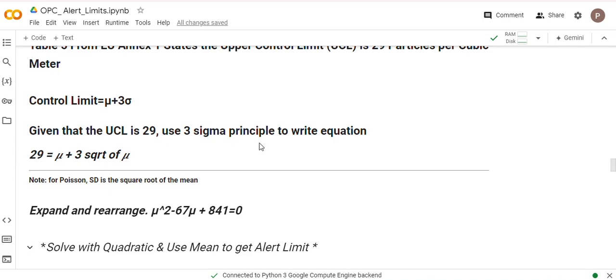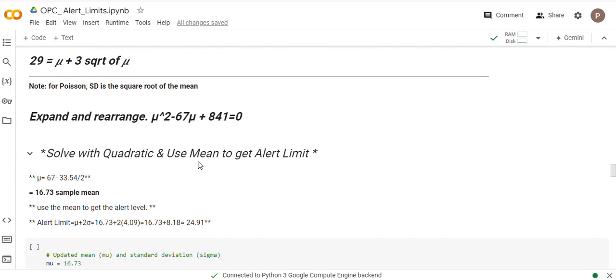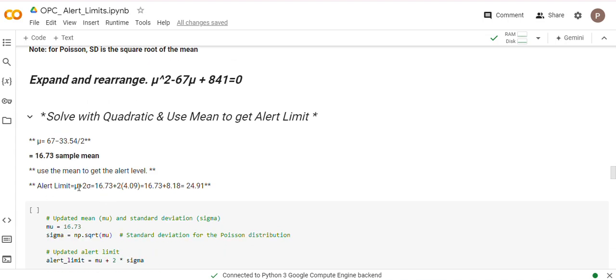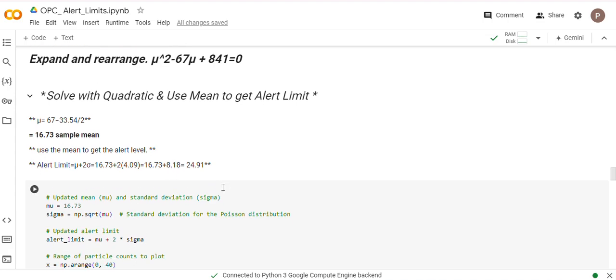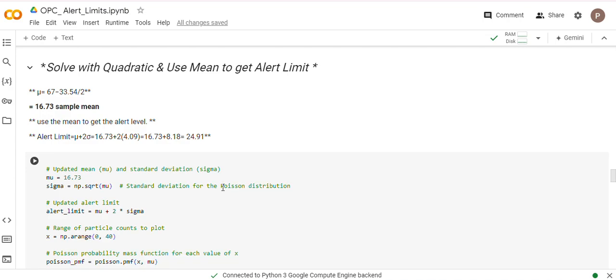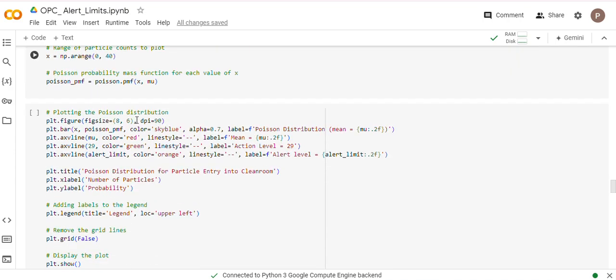So we can rearrange the equation, and then we can use the quadratic to solve for the mean. And then once we get that, we can also solve for the alert limits. And this is what the math works out to be. The mean is 16.73, and then the alert limit is 24.91. This is just the math. Remember, when you use the quadratic, you actually get two answers. The reason you throw the negative answer out is because it's negative and there's no such thing as negative variance. You can only have positive variance.